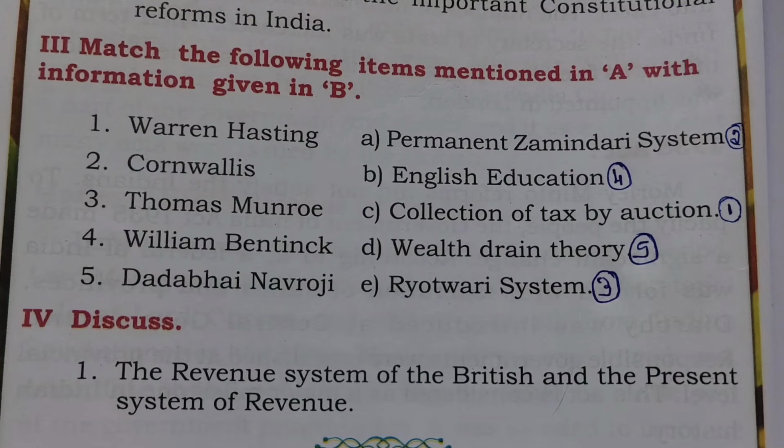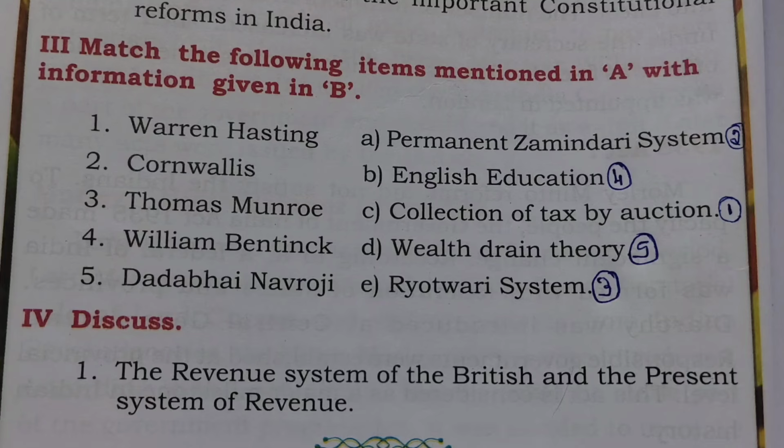Third one, match the following items mentioned in A with information given in B. First question, Warren Hastings, collection of tax by auction. Second one, Cornwallis, permanent zamindari system.